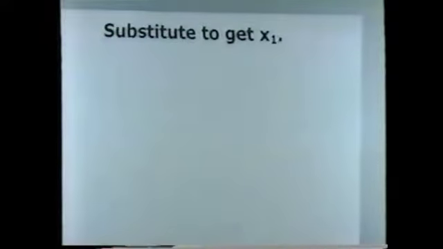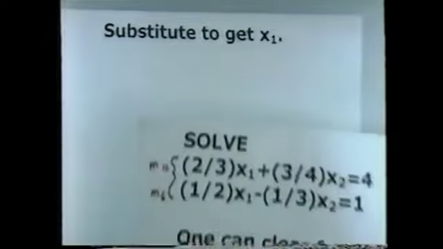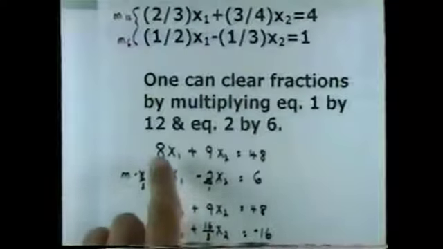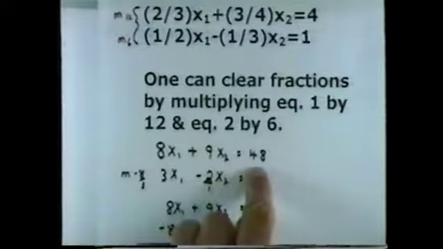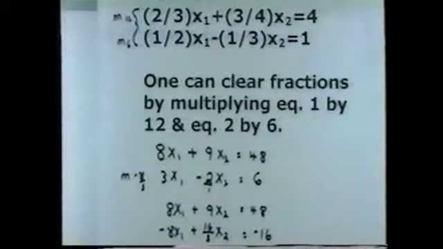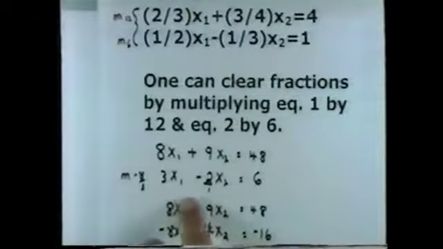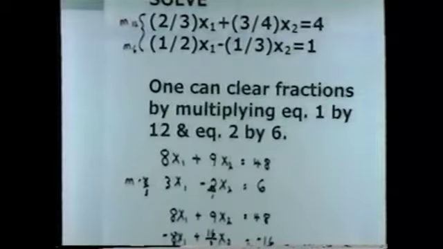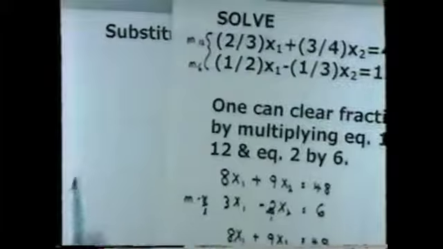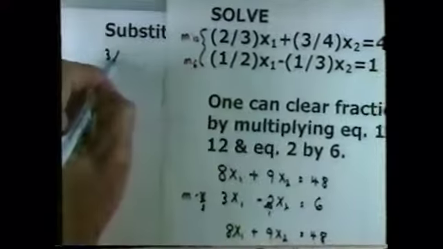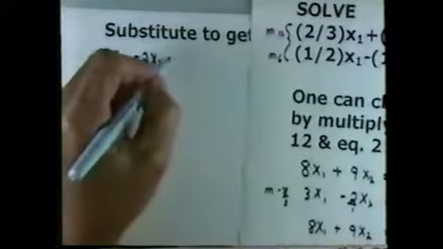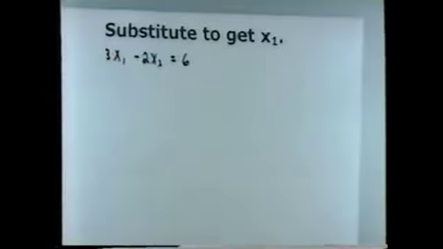Now we can substitute back to get x1. We can substitute into either of the two equations. I can use 8x1 plus 9x2 is equal to 48, or I could use the fractions, I just choose not to. Or I could use 3x1 minus 2x2 is equal to 6. I think I'll use this one. So I'll substitute back into 3x1 minus 2x2 is equal to 6.